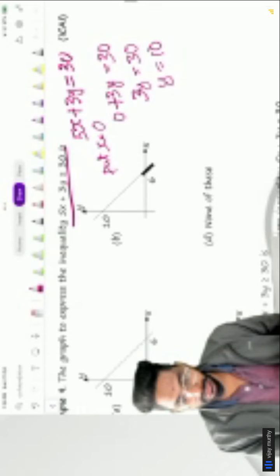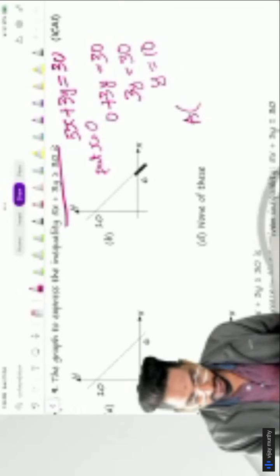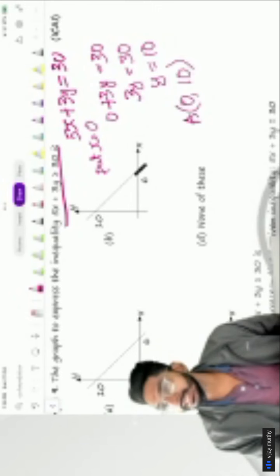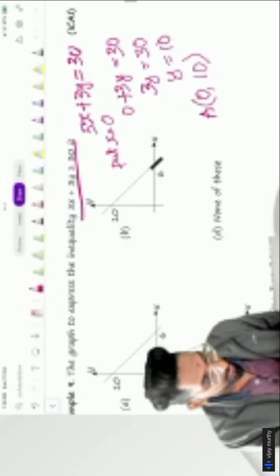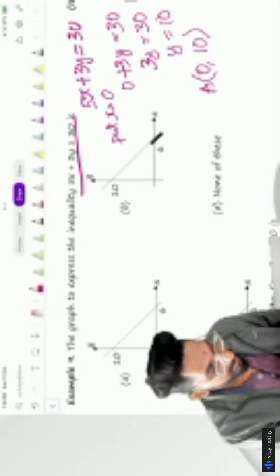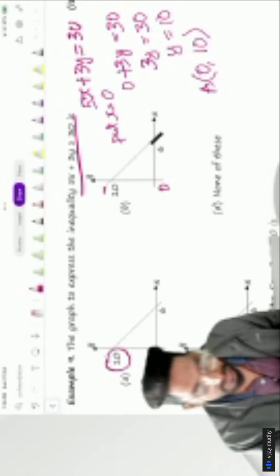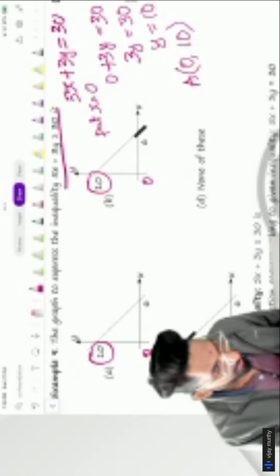With this I will get one point. If x is 0, what is y? 10. If x is 0, y is 10. Look where that point is. If x is 0, y is 10. Is it clear to you all?